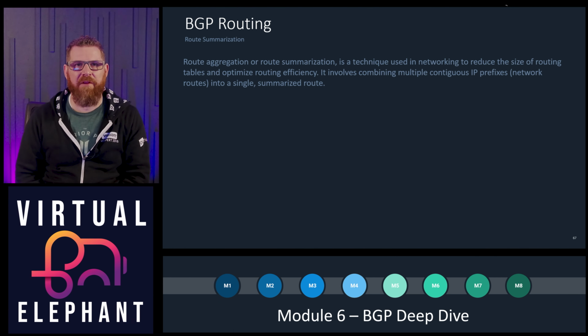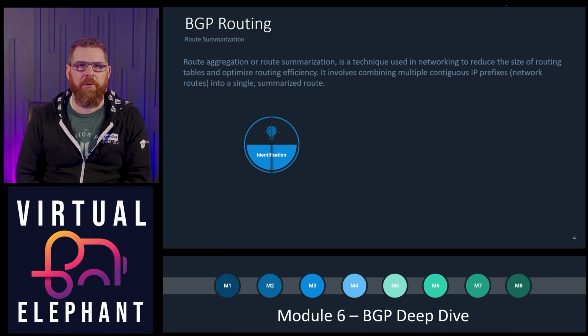Moving on from the different BGP neighbor states, the next thing we need to discuss is route summarization. And so route summarization is used by network administrators to identify a set of contiguous IP prefixes that share a common network portion. And these prefixes are typically part of the same IP address subnet or address space. And so we're going to identify potential aggregations that we can create.